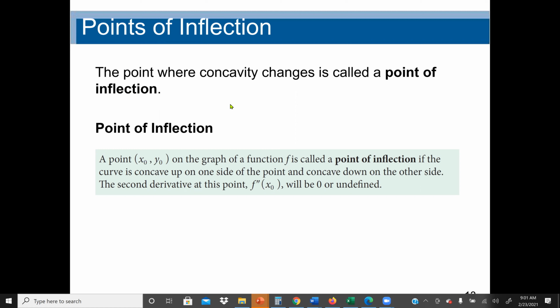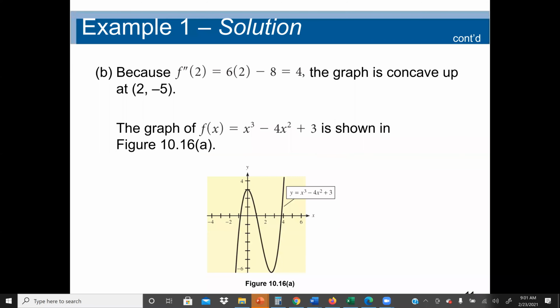So again, a point where there will be a change from upward to downward. Let's see if they give us a graph here. Well, they didn't give it. Let's go back to the graph.